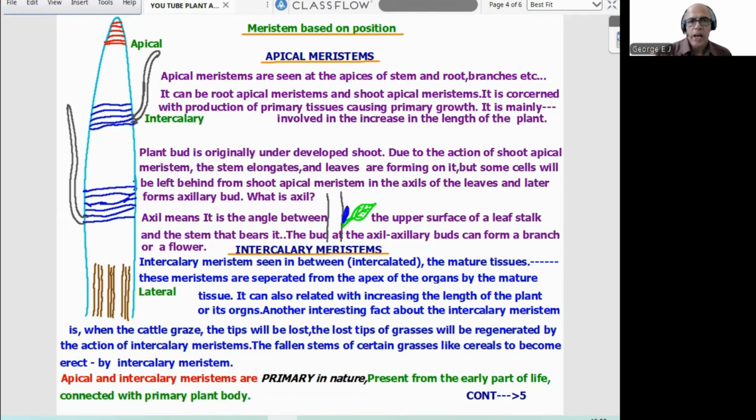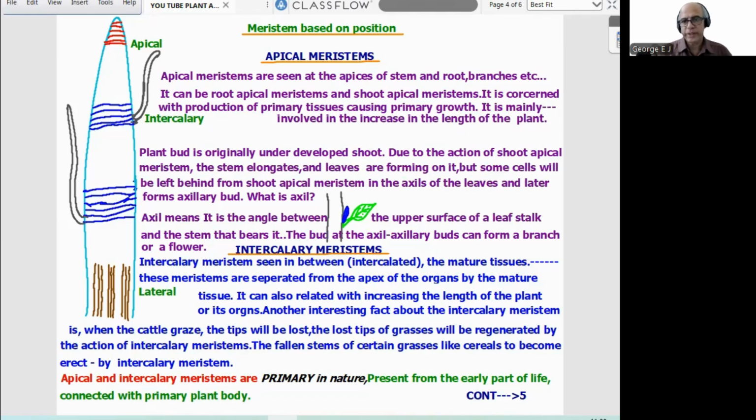That is apical meristem. Next is intercalary meristem. Intercalary means intercalated, mixed up. So intercalary meristem is seen between the mature tissues. These meristems are separated from the apex of the organ by mature tissue. Apex will be apical meristem. So it can also relate to the increasing length of the plant. It can divide, or its organ.